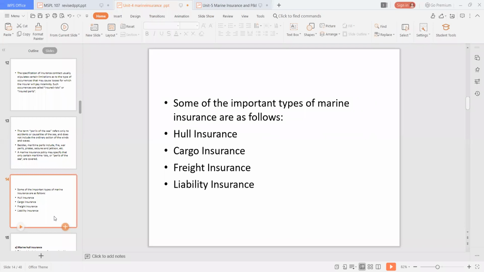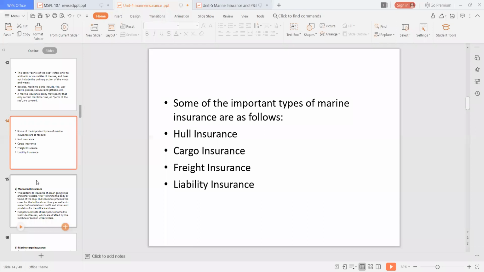Some of the important types of marine insurance. In marine insurance there are important types as follows: hull insurance, cargo insurance, freight insurance, liability insurance. Everyone should know about this. Marine insurance means these four normally come to your mind: hull, cargo, freight insurance, and liability insurance.